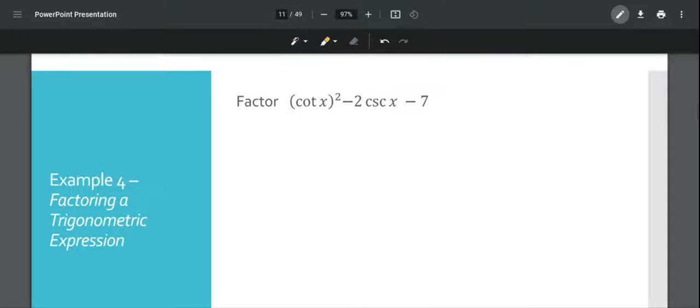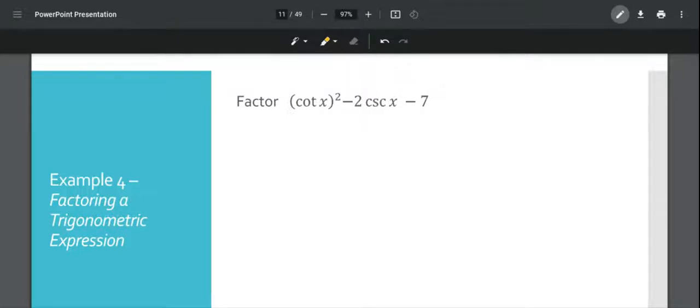All right, so let's look at the next one. We're going to factor this again, and it looks quadratic, right? We have a cotangent squared minus 2 cosecant minus 7. But the difference in this one and the one we did before is that we have cotangent squared, and then our other trig function is cosecant. So we can't just substitute a variable in and call it good since they're different.